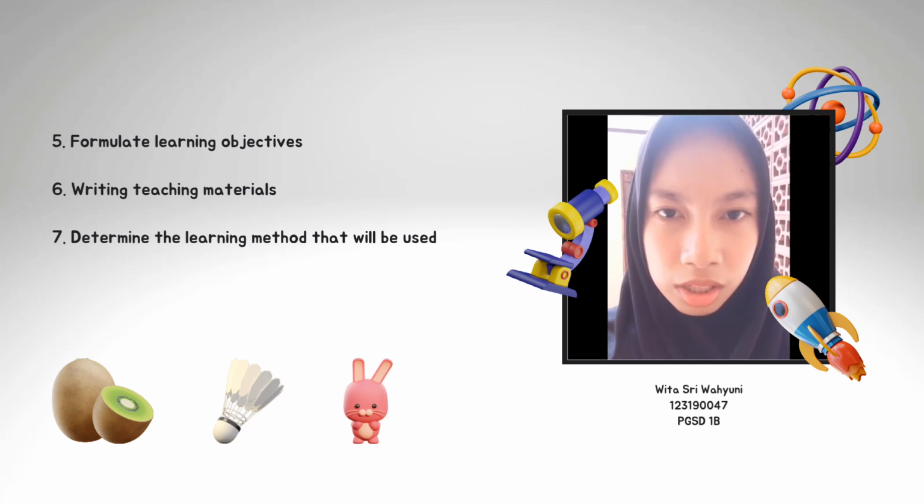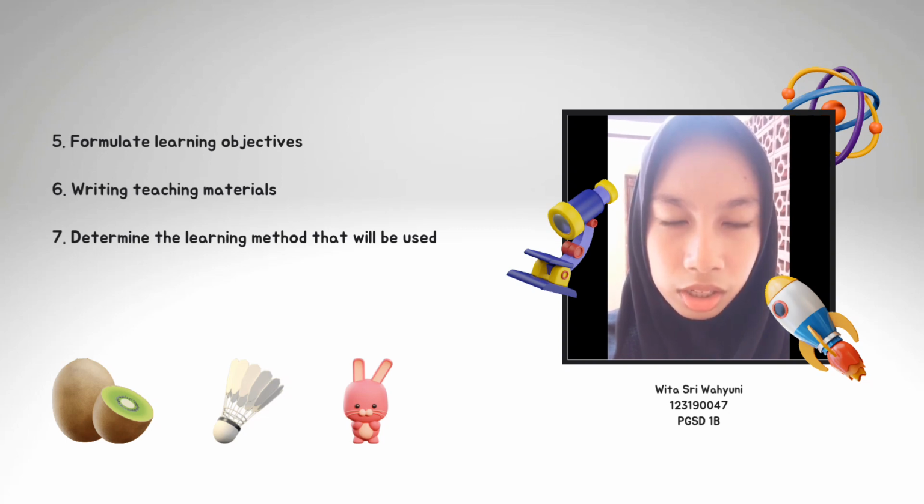Number 6, write teaching material. Teaching material contains relevant facts, concepts, principles, and procedures, and is written in bullet points or according to the formulation of competency achievement indicators. Number 7, determine the learning method that will be used.